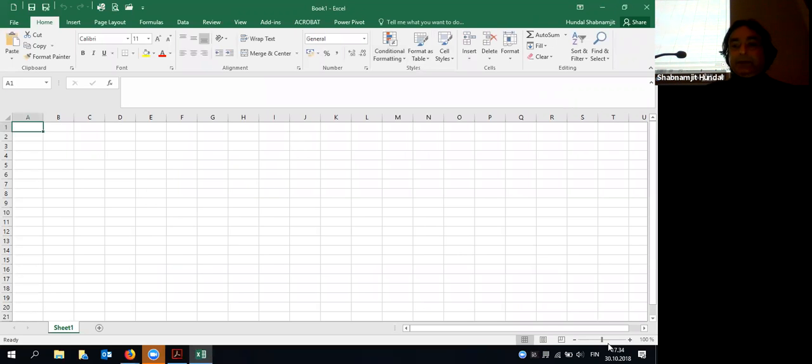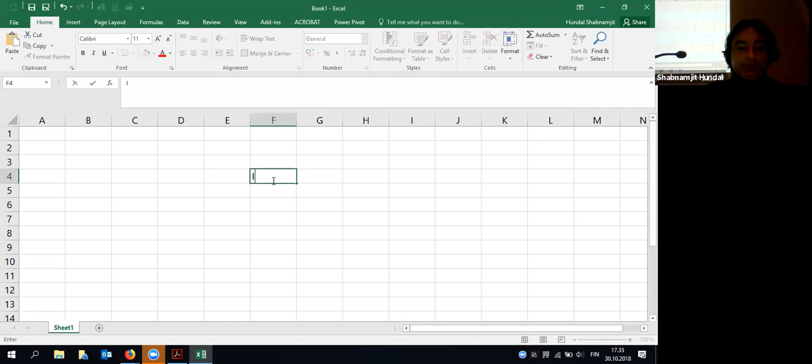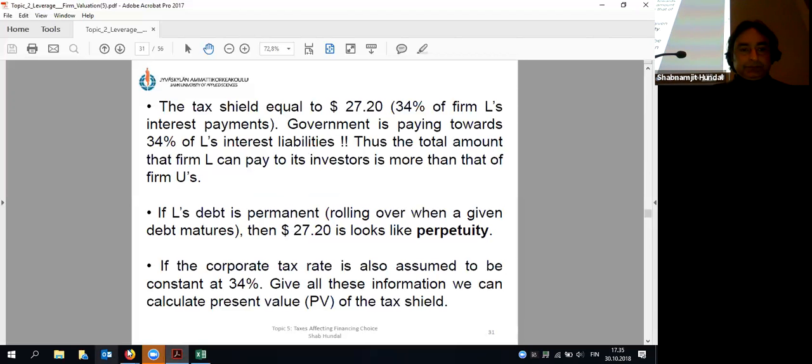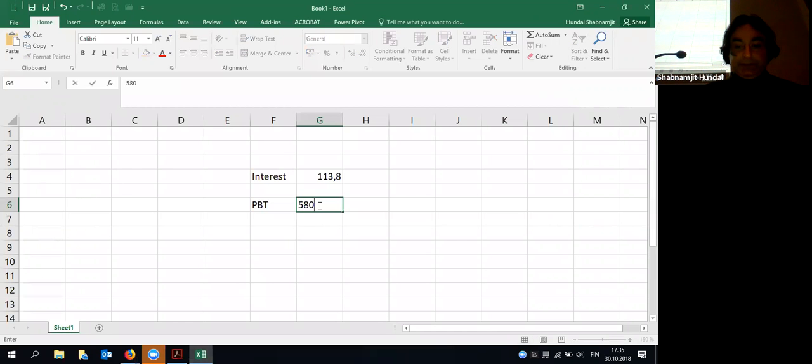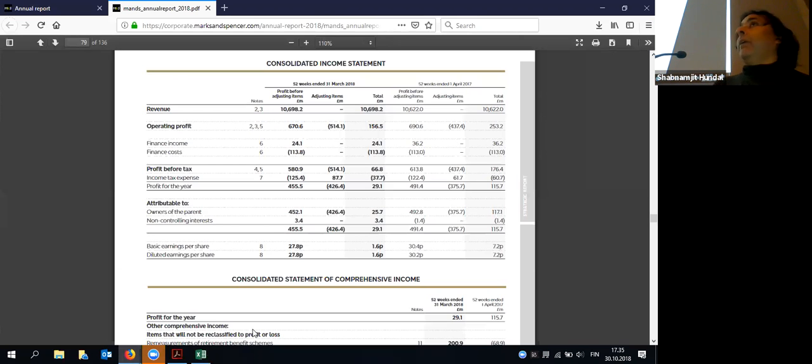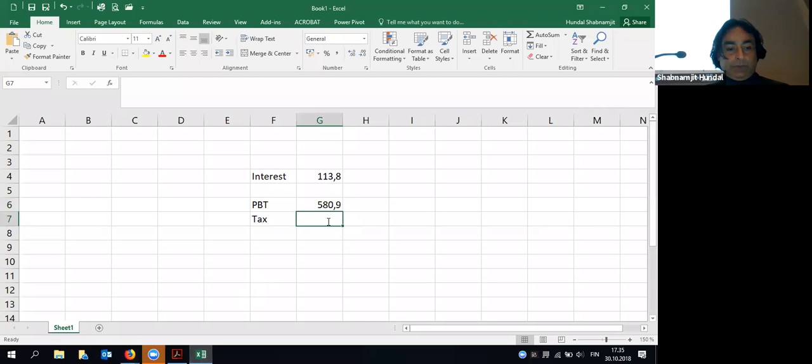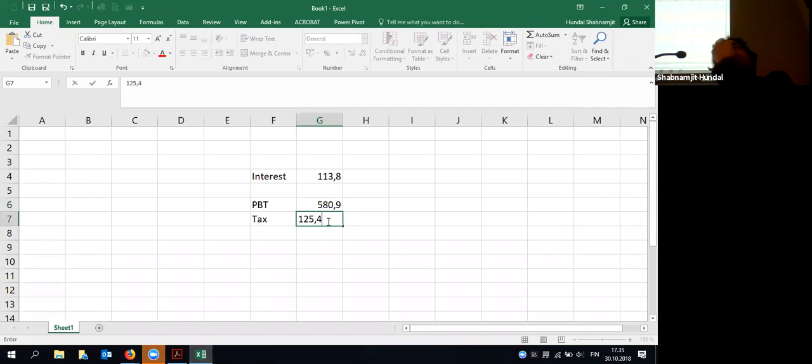So in this example, your interest is 113.8, right? Million pounds, but we don't care about it. But then we have profit before tax. The profit before tax to Marks and Spencer is 580.9. And the tax it pays is 125.4. But these are the amounts. This is a tax payment, not the tax rate.